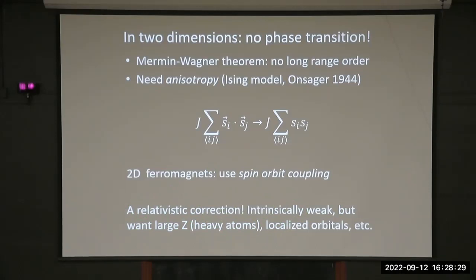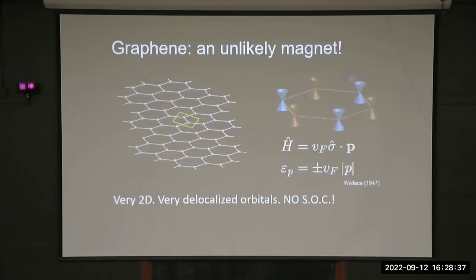If you look at most magnets, they will have some local moments and at least reasonably strong spin-orbit coupling. Okay, so from that point of view, graphene is an extremely unlikely place to look for magnetism. First of all, it's extremely 2-dimensional. So you certainly need to worry about the absence of long-range order in 2 dimensions, for example. The wave functions are very delocalized.